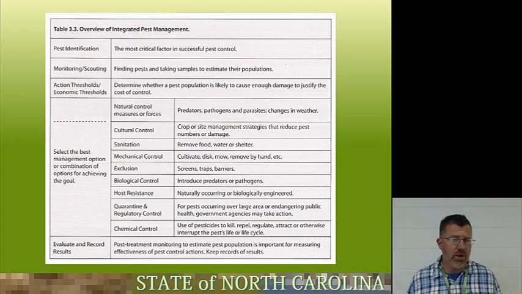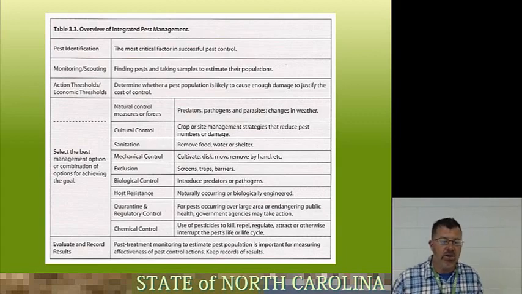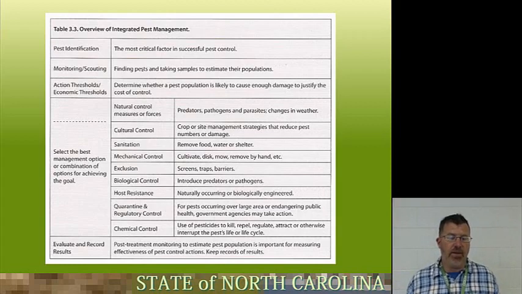And that's when the government's going to step in. If it's something that's going to endanger the entire public health, they're going to either quarantine it or do their regulatory control. And then last but not least, chemical control, or the application of pesticides. Pesticides are either going to kill, repel, regulate, attract, or otherwise interrupt the pest's life cycle. And then we're going to evaluate and record the results.